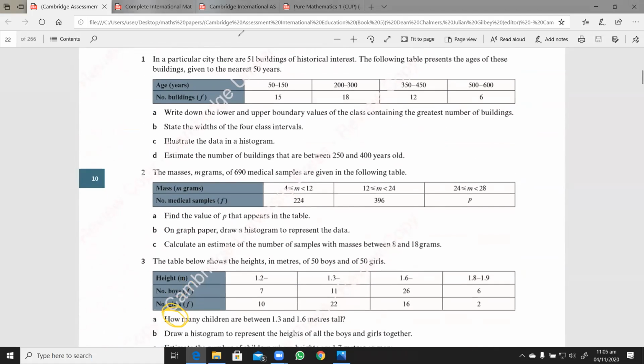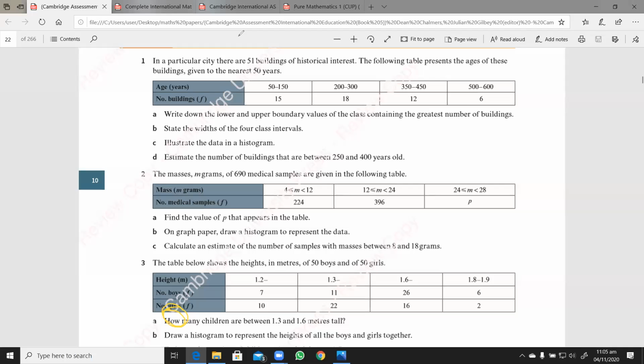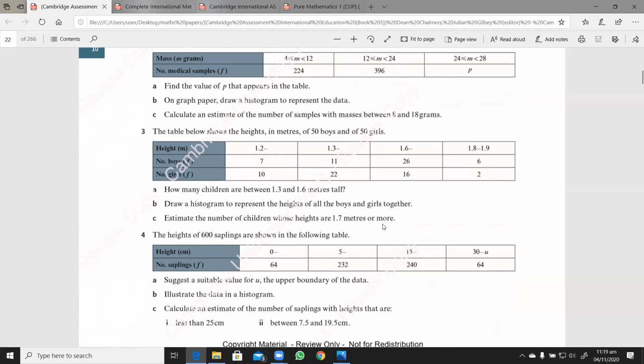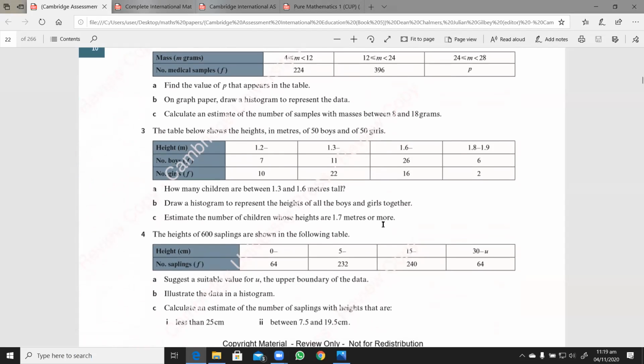So here is the exercise, guys. Please try these first three questions. After you have done question number 1, I am interested in question number 2's last part. Let me draw its histogram quickly and then I will get back to you.